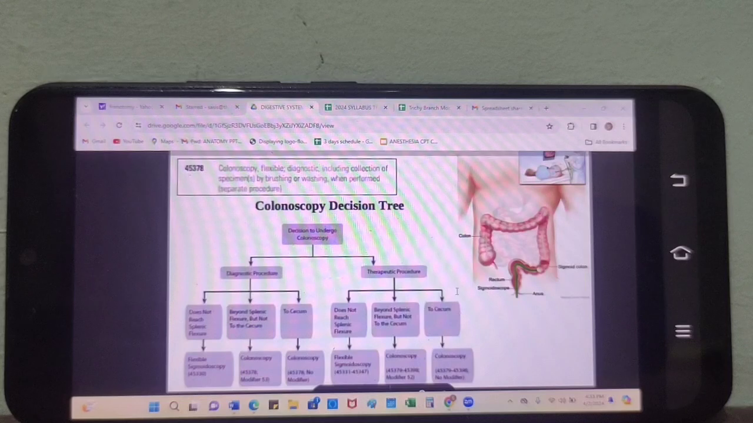Suppose it crosses beyond the splenic flexure but does not reach the cecum. It crosses the splenic flexure, but it does not reach the cecum, then you should report 45379 to 45398 based on the reason, with modifier 52.